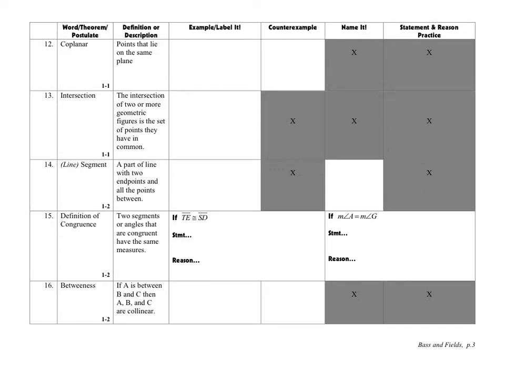On page 3 of our vocabulary packet, we're going to be focusing at the bottom here, vocabulary word number 16, betweenness. What we can see with our definition here of betweenness is it says that if A is between B and C, then A, B, and C are collinear. Now, this word here, collinear, is a crucial word for us in our definition. We need to keep that in mind.